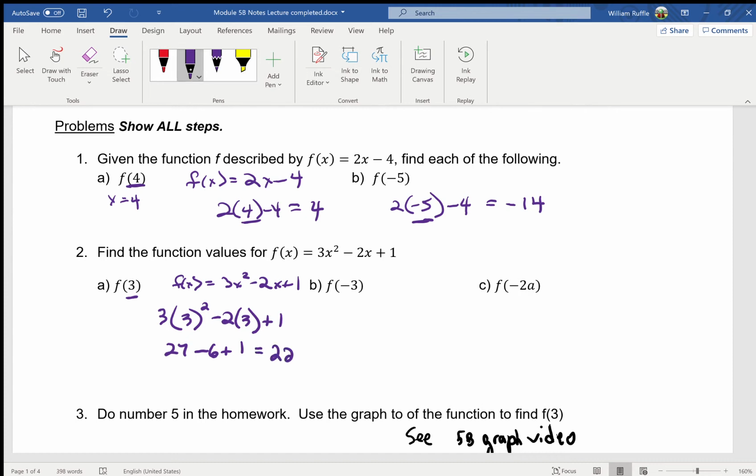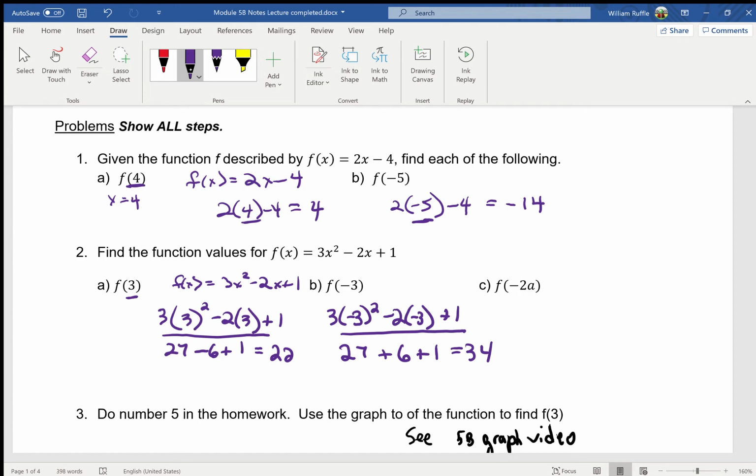So now, for the next one here, I'm going to put negative 3 in: negative 3 squared, minus 2 times negative 3, plus 1. Now, the first number is going to be the same, because negative 3 times negative 3 is positive 9, and that's 27. But the second one's going to be different. Negative times a negative is plus 6, plus 1. So this equals 34. Please try to type both of these in. Make sure you know how to use your calculator.